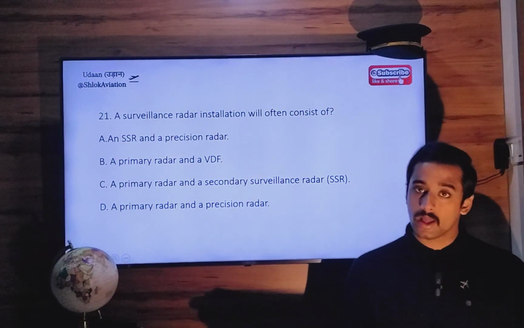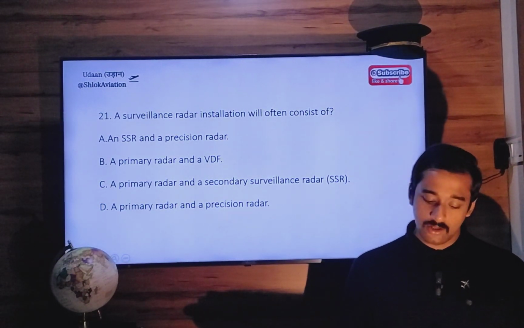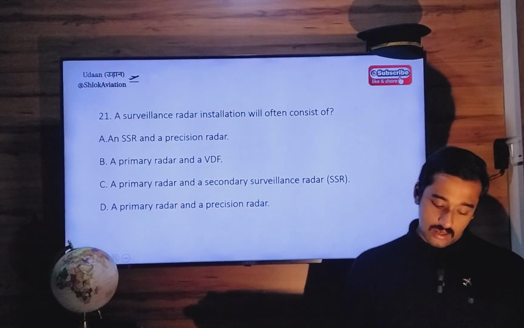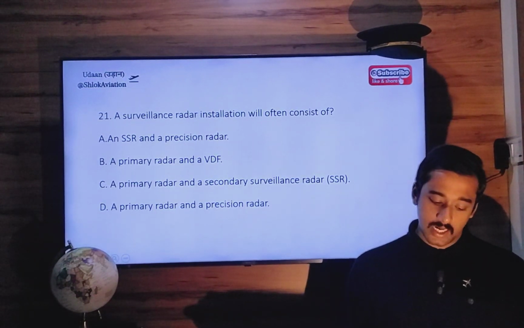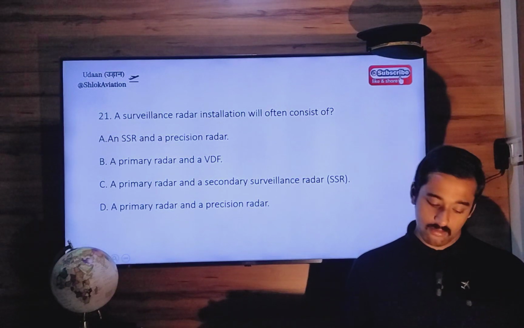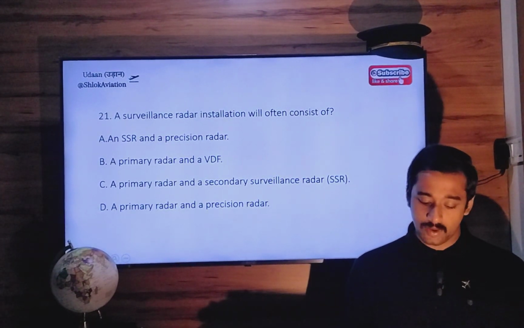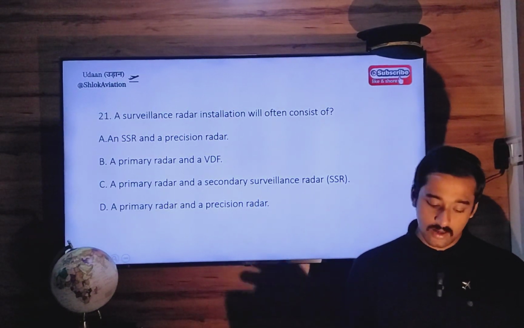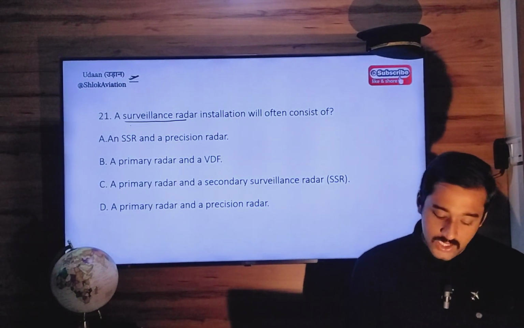Next, 21. A surveillance radar installation will often consist of what? A secondary surveillance radar and a precision radar, a primary radar and a secondary surveillance radar, a primary radar and a VDF, a primary radar and a precision radar. So always remember surveillance radar.